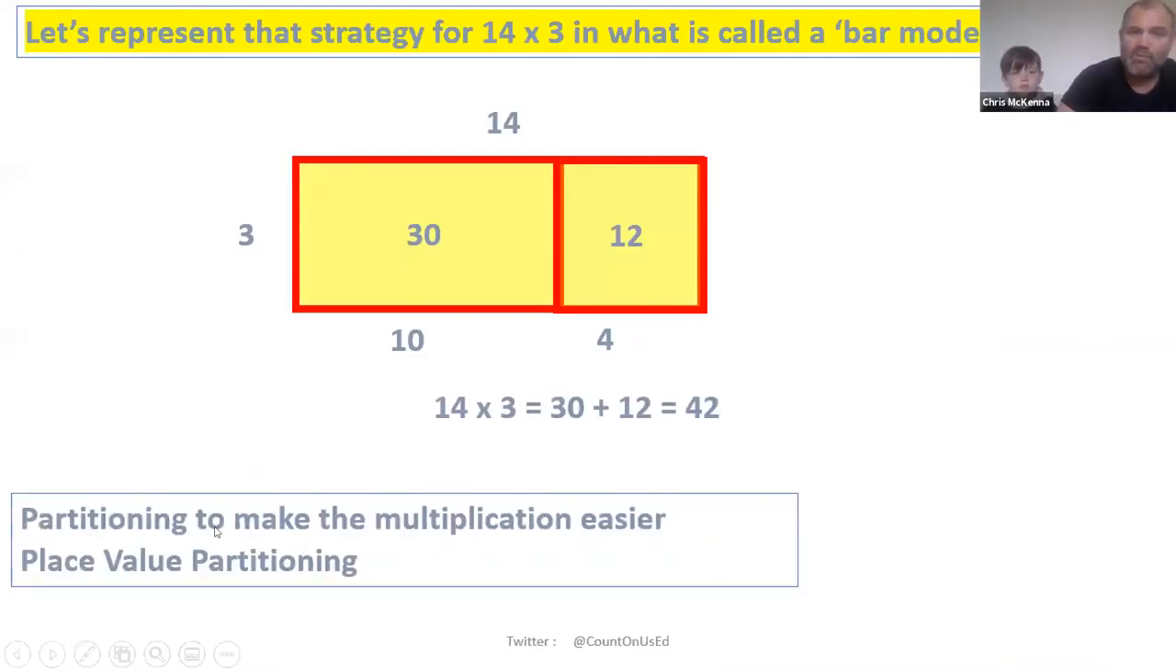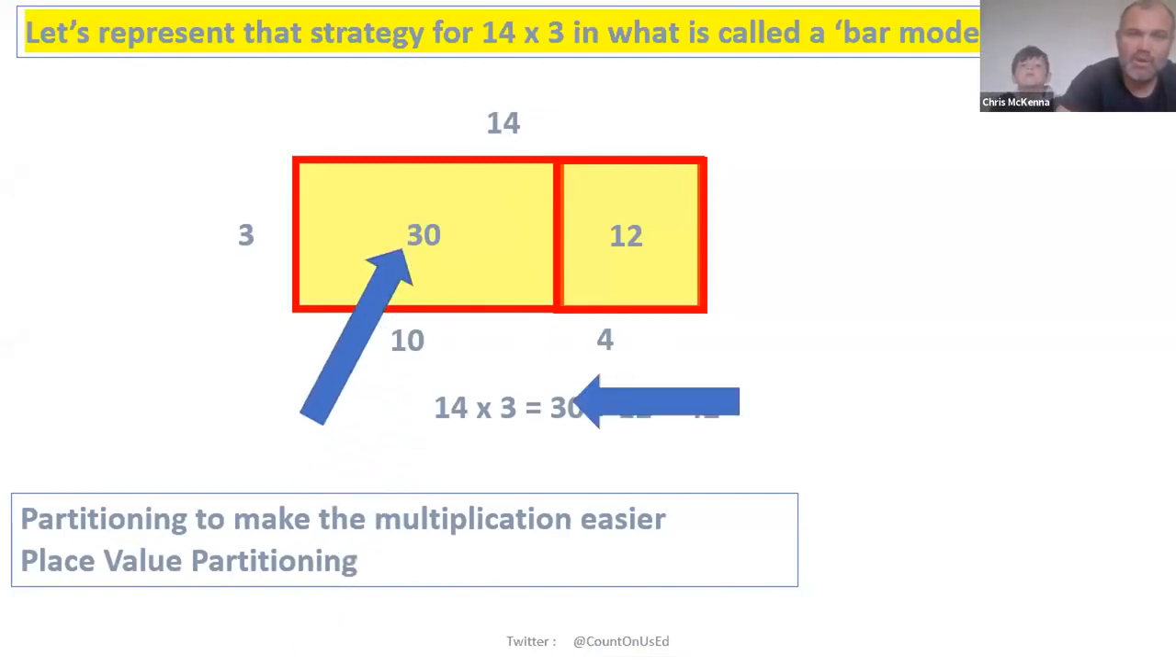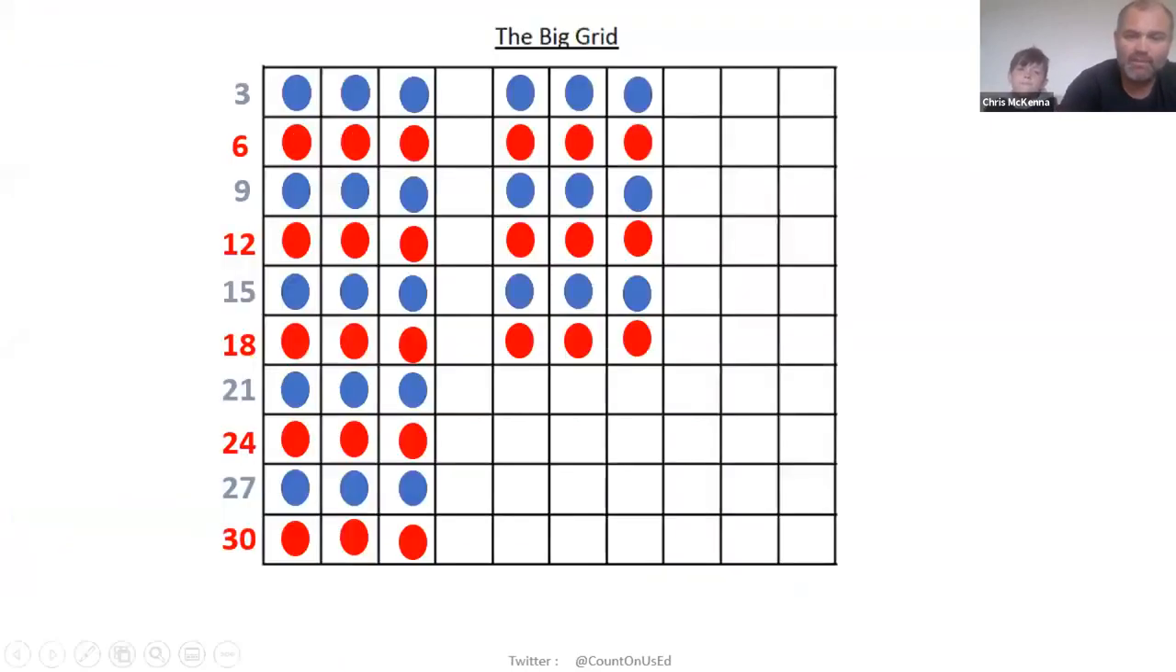And again, what we did, we partitioned it to make the multiplication easier. So I split the 14 up into 10 groups of 3 and 4 groups of 3, and it's called place value partitioning because we split up the 14 into 10 and 4. I'm just going to point out 30 is a key number when dealing with 3.